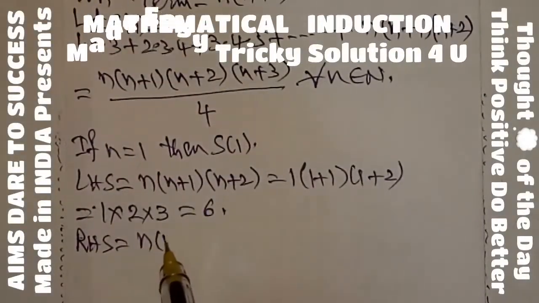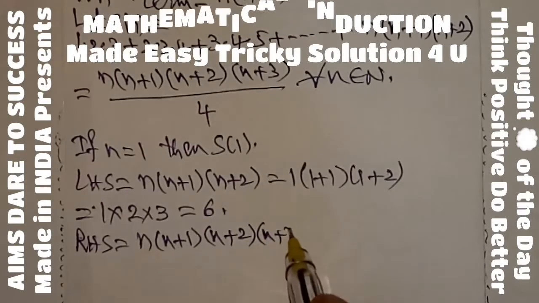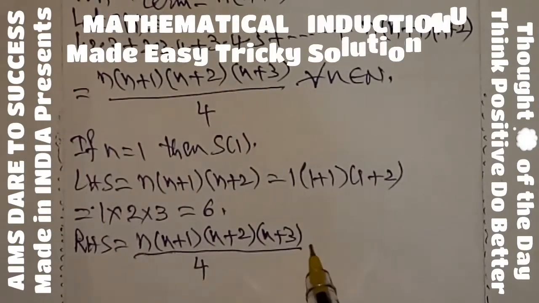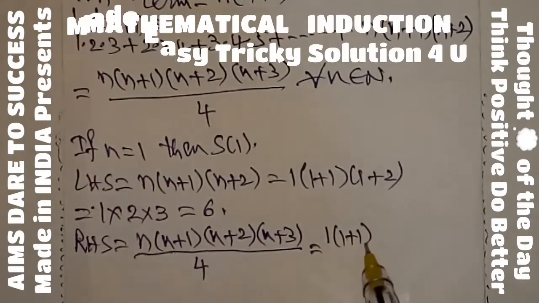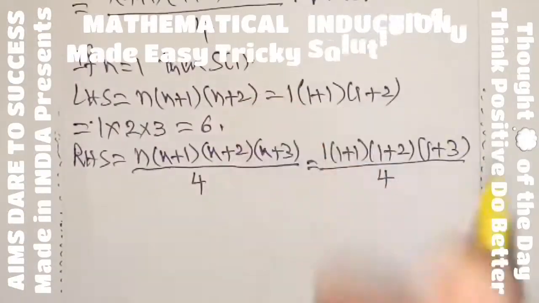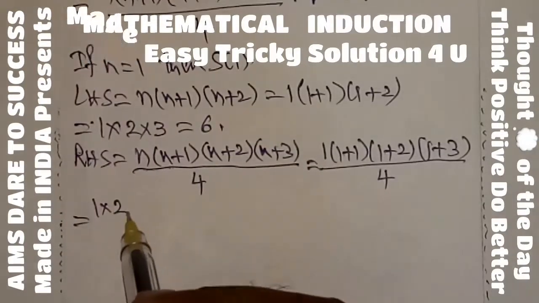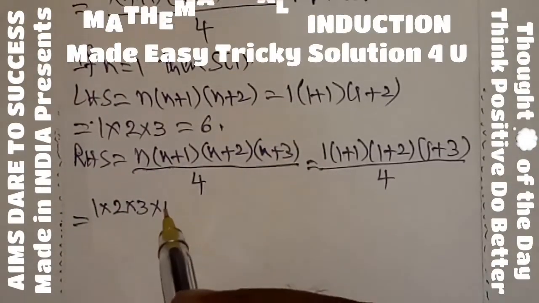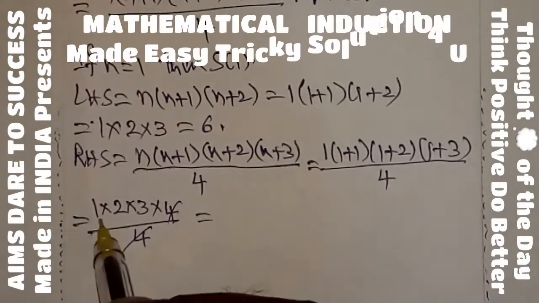Now take the RHS value. What is the RHS value? n into n plus 1 into n plus 2 into n plus 3 divided by 4. Here substitute 1 in place of n: 1 into 1 plus 1 into 1 plus 2 into 1 plus 3 divided by 4. Normal simplification: 1 into 1 plus 1 is 2 into 1 plus 2 is 3 into 1 plus 3 is 4, divided by 4. The 4s cancel, remaining 1 2 are 2, 2 3 are 6.